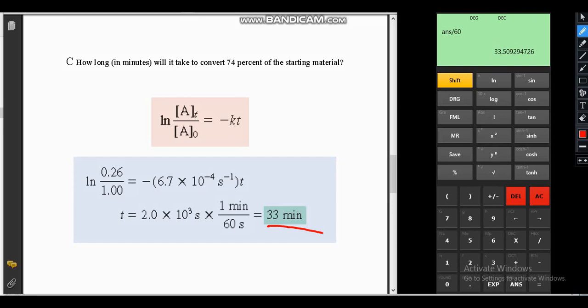So hope you have followed how we use this formula when you are calculating the chemical kinetics in the first order. So look out for how we use the half-life for the first order.